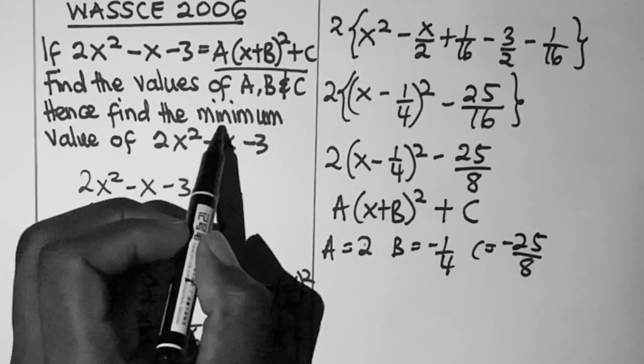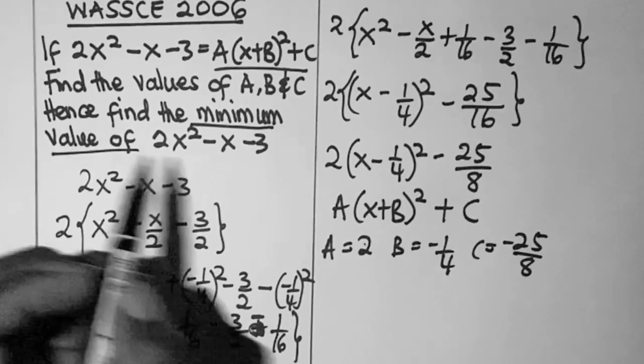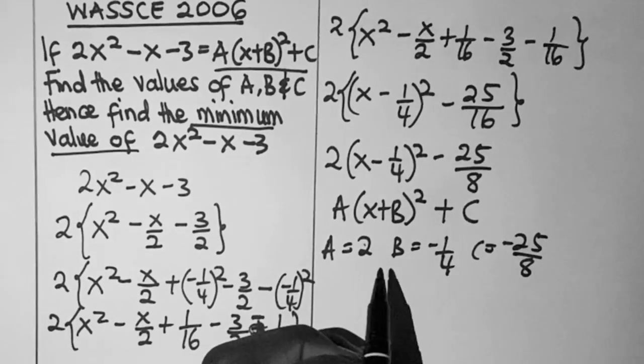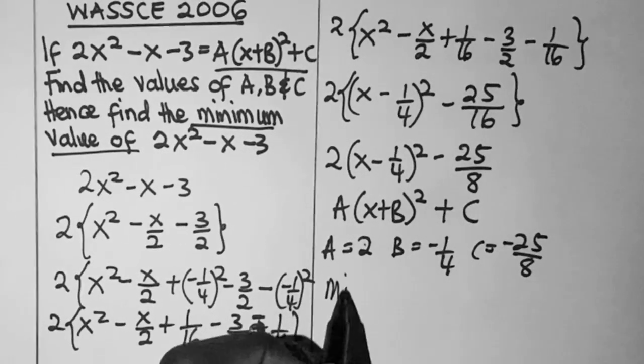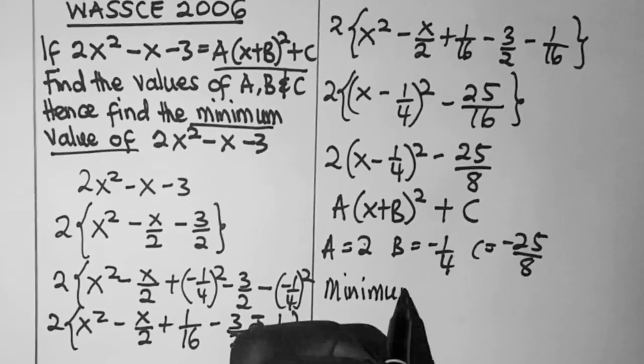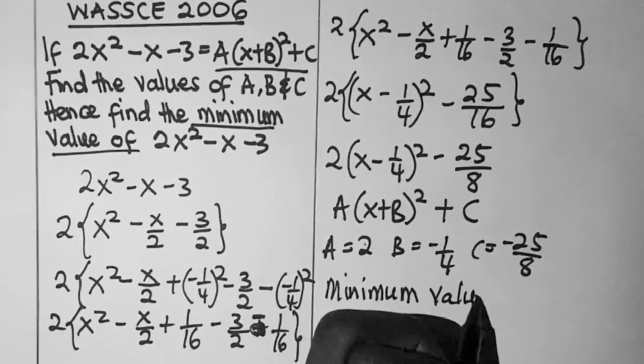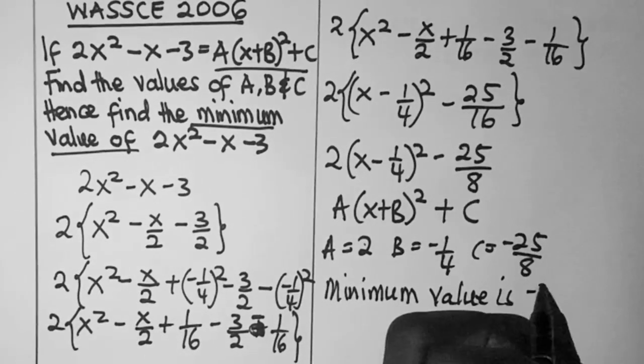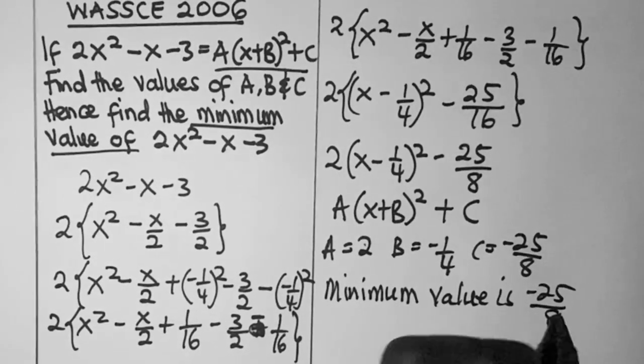Now, he also says that we should find the minimum value. The minimum value is c. So in this case, the minimum value is minus 25 over 8.